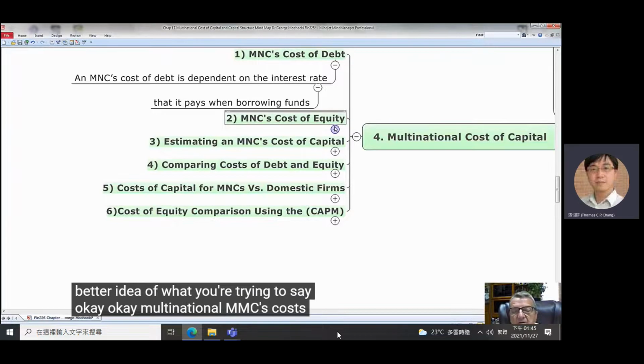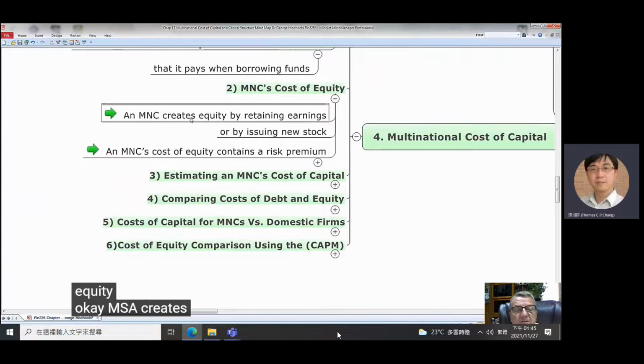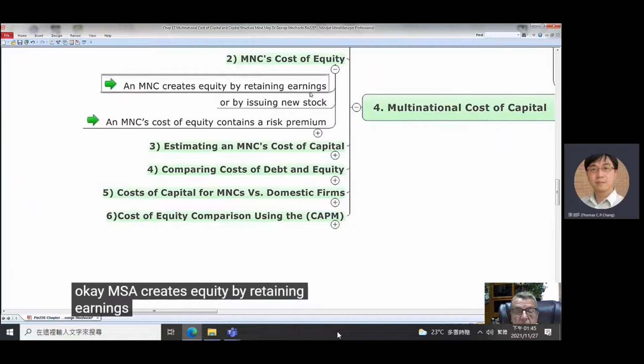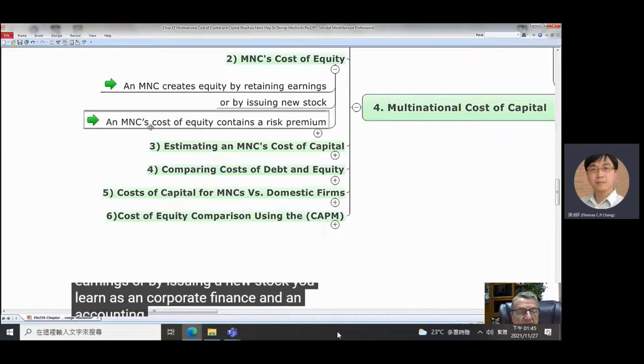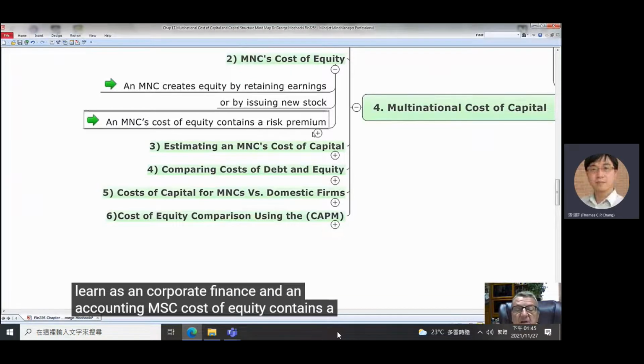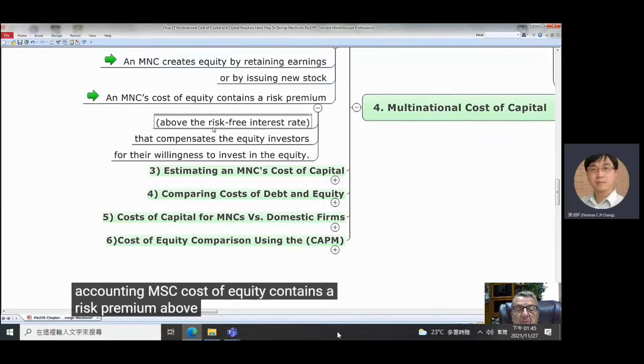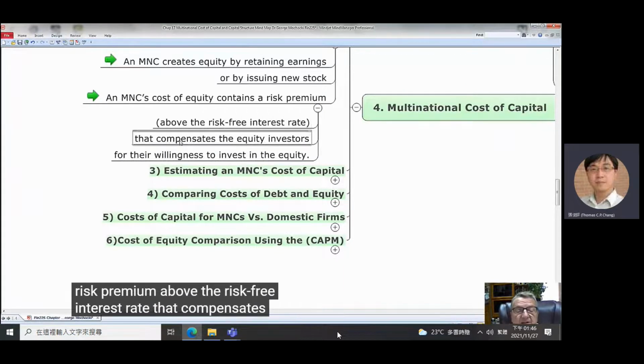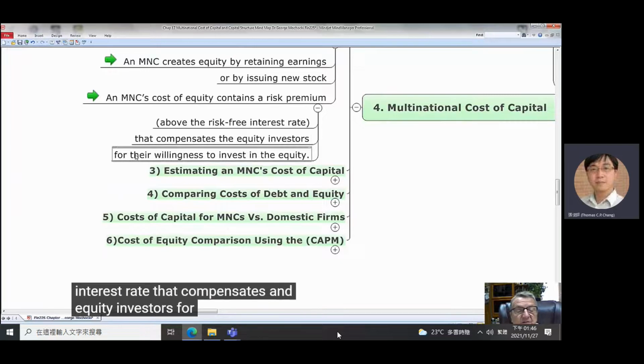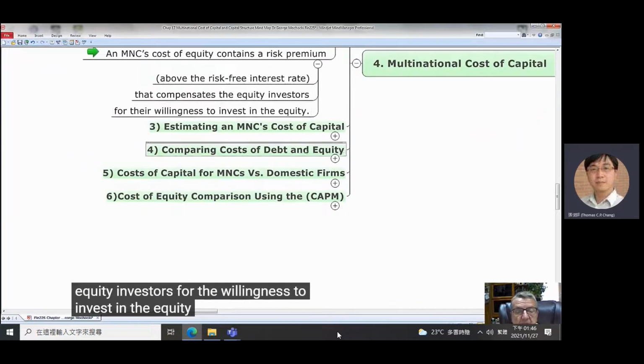Okay, multinational MNC's cost of equity. MNC creates equity by retaining earnings or by issuing new stock. You learn that in corporate finance and in accounting. MNC cost of equity contains a risk premium above the risk-free interest rate that compensates equity investors for their willingness to invest in the equity.